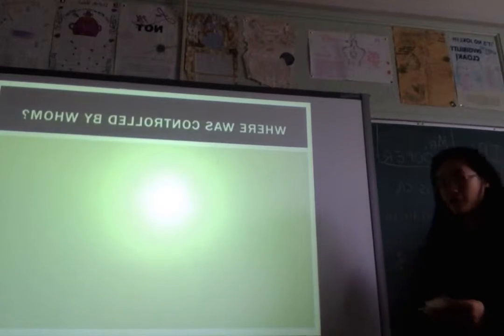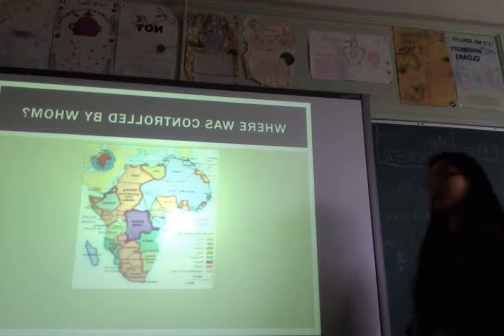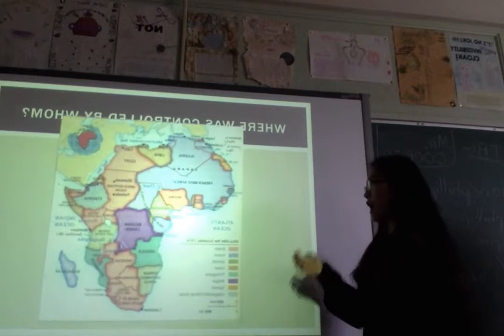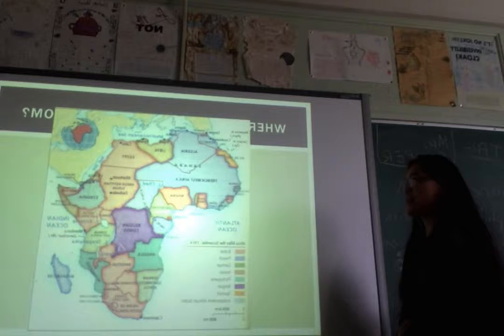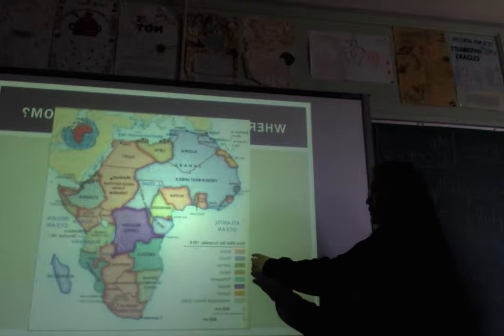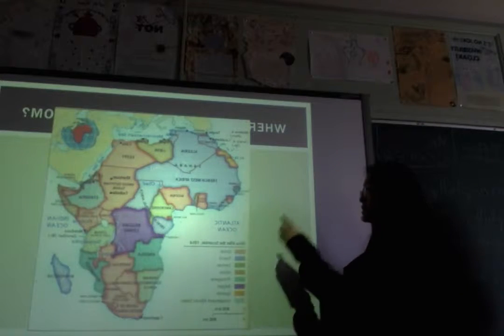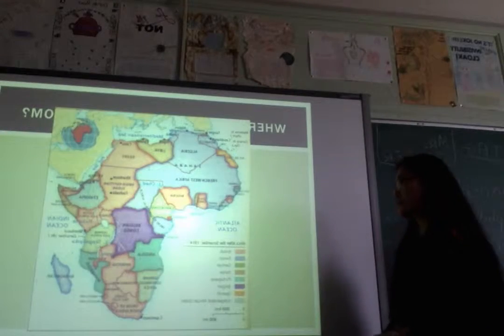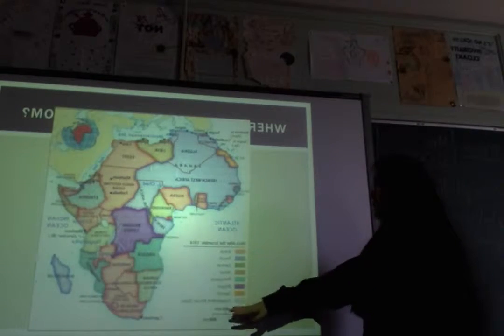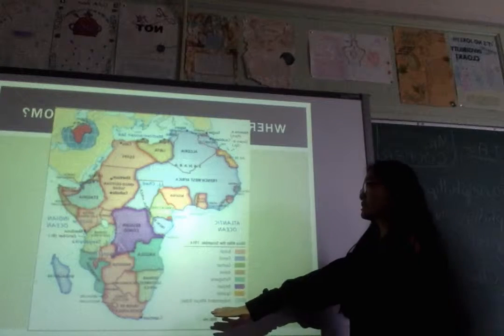So where was controlled by who? So this is a map of Africa. It's a color-coded map to show the different parts of Africa, and they were colonized by different European countries, so the color-coded list. So this is a map of Africa after the scramble, so in 1914. At the bottom of the list, it'll say independent African states.